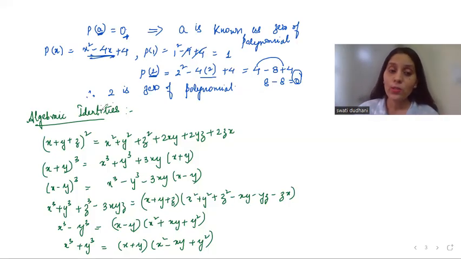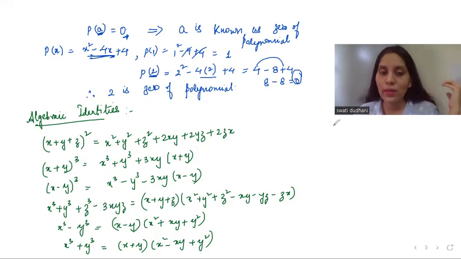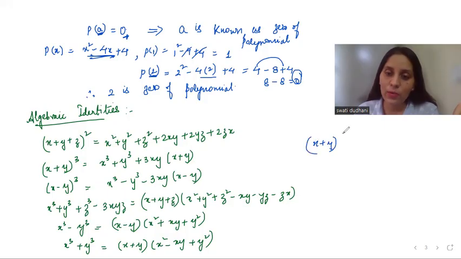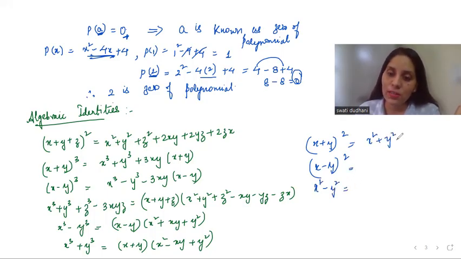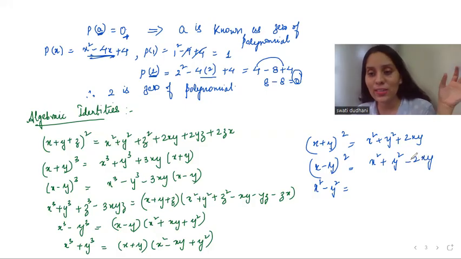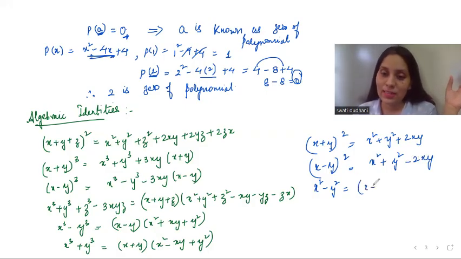Now, we also have some important algebraic identities in this chapter. The basic ones are already there, which we have been learning from grade 8. Those are x plus y whole square, x minus y whole square, and x square minus y square. So here you have all the terms to be positive. Here also the terms are same, only the 2xy term is negative. And this is x plus y into x minus y.